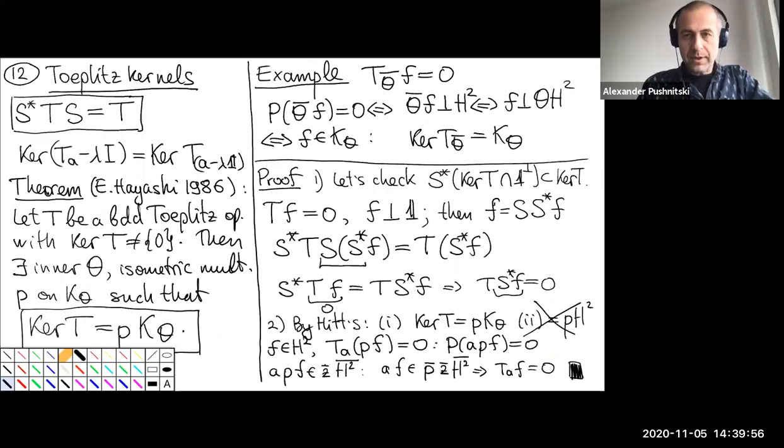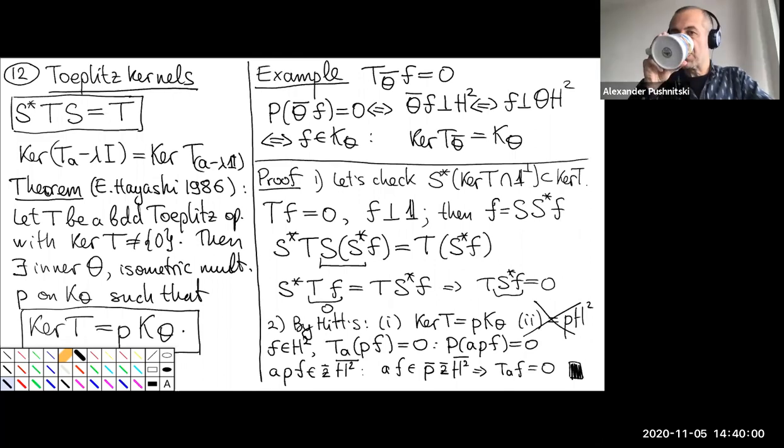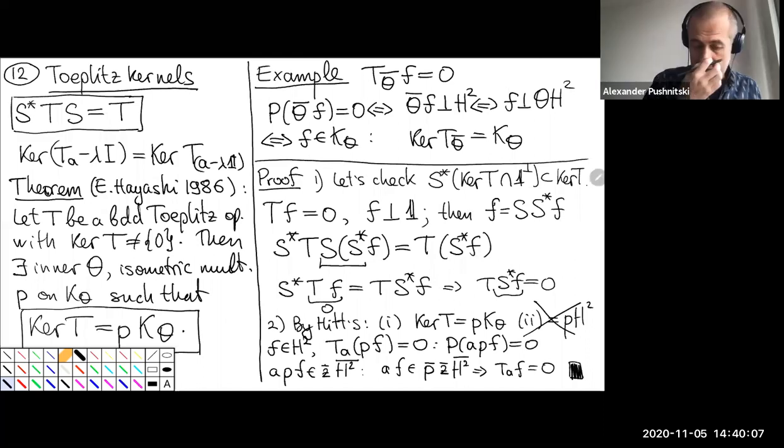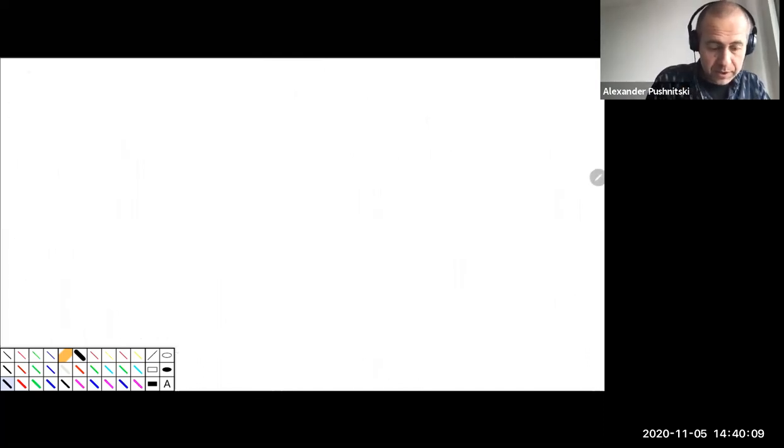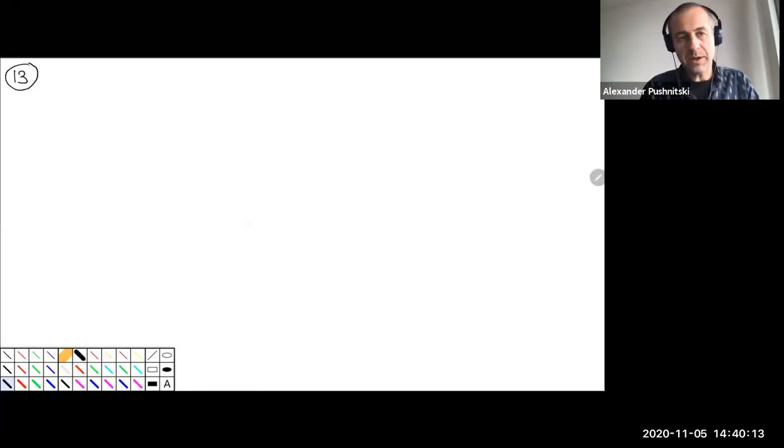So if not, then I will move to Hankel operators. Okay, so I'm moving to Hankel operators, but first I need to discuss some preliminaries before we prove an analogous statement to Hayashi's theorem. I need to do some preparation.